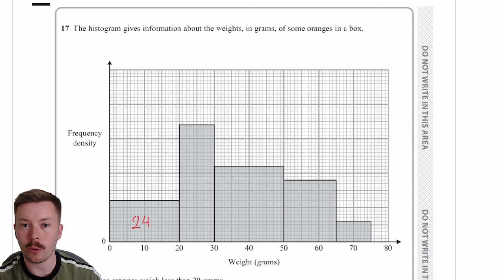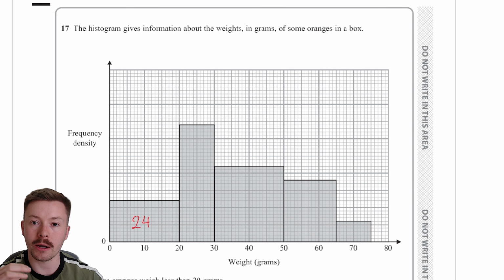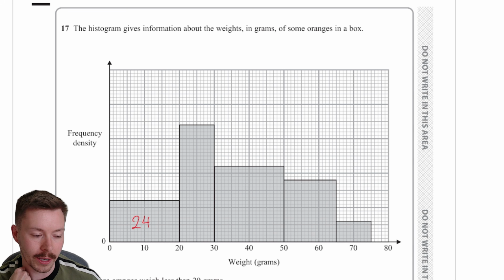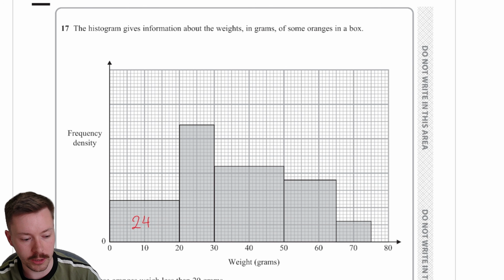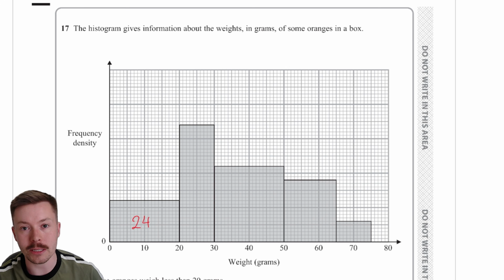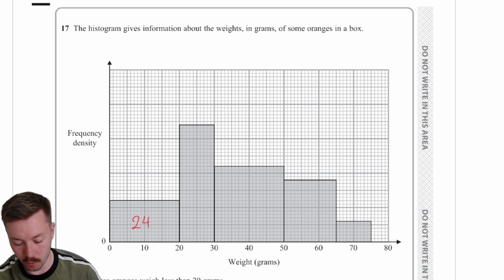Now that will allow me to work out my frequency density, or my scale for my y-axis, because I know that 20 times by something is 24. Okay, so if I do 24 divided by 20, that will give us what the height of that rectangle has to be, which is 1.2.